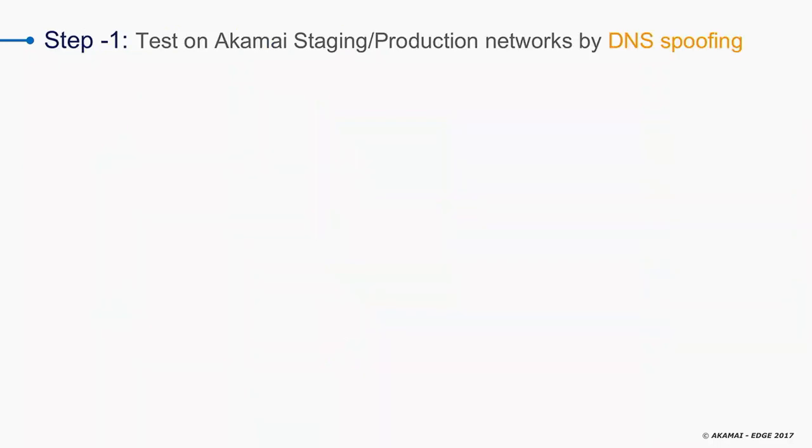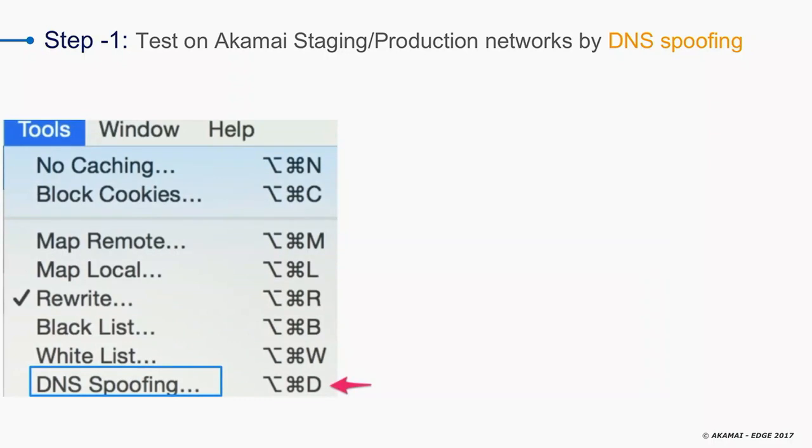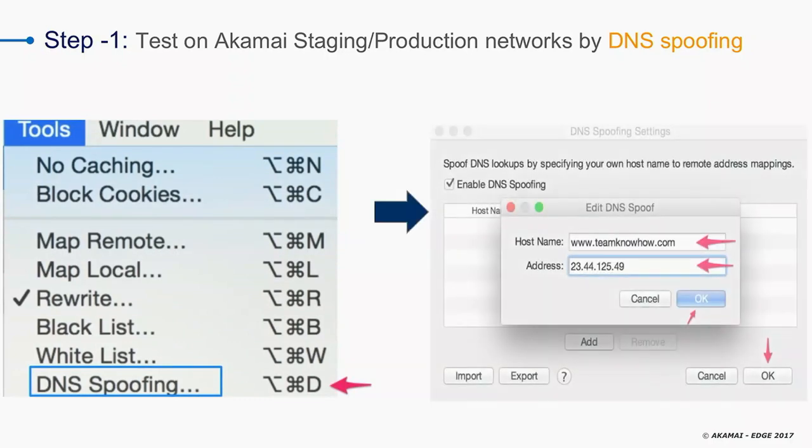As a first step, this is where our superhero Charles comes to the rescue. We have the DNS spoofing tool here, with which you can enter the host name and the staging server IP address or the production server IP address. And once you save this, Charles will make sure that the traffic flows to the IP that you put in here. So you don't have to deal with the host file at all.